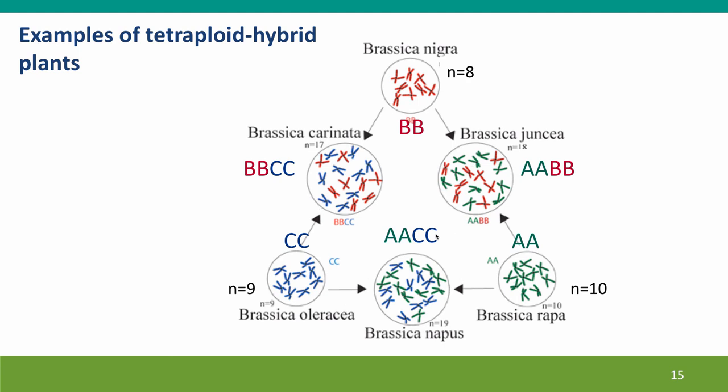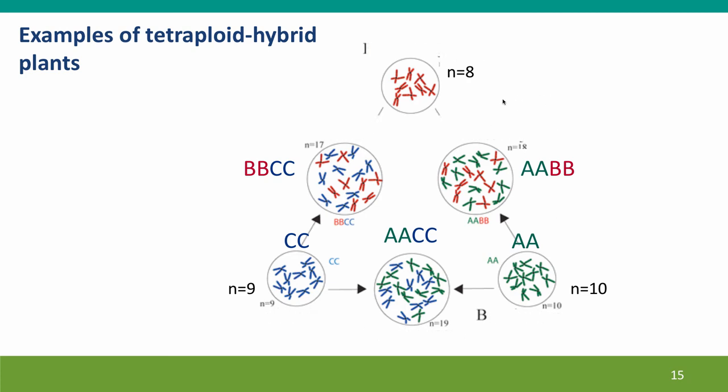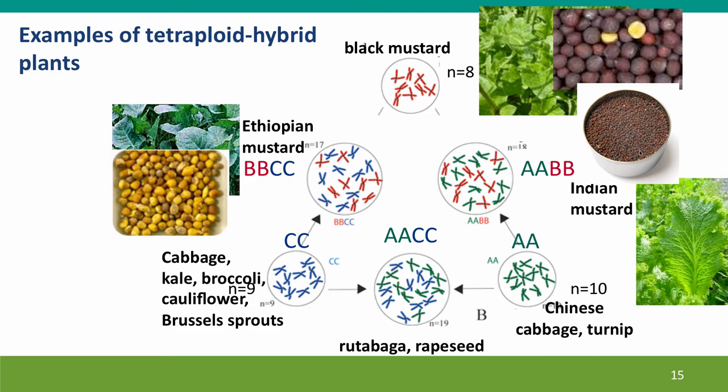And you are actually quite familiar with at least some of these plants because many of them are plants that you would buy in the vegetable market. So if we just hide the species names and bring in the common names and some pictures, you'll see that several different species of mustard, both the seeds and the edible greens, are different species of either the original or the tetraploid hybrid plants. And down here, many familiar vegetables, cabbage, kale, broccoli, Brussels sprouts, rutabaga, Chinese cabbage, and turnips are all different combinations of these chromosomes, either in diploid plants or in tetraploid hybrid plants.